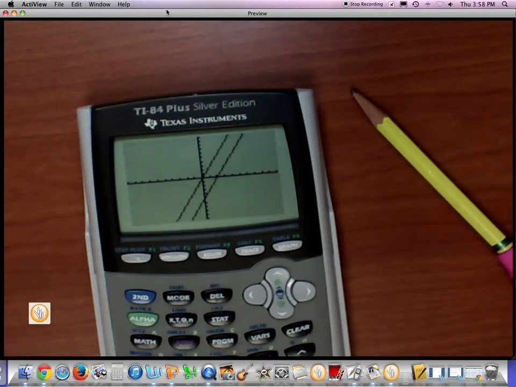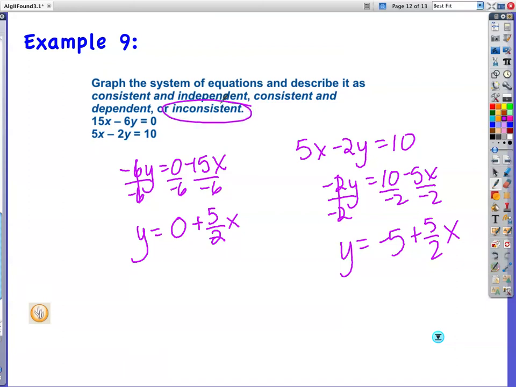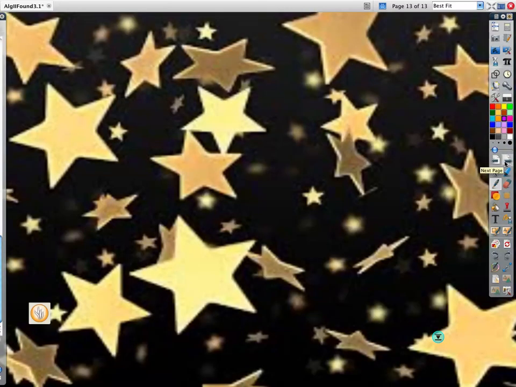They are parallel. They are never going to intersect. So what's my answer to this? These are inconsistent. You will never have a solution to that system. If you try to graph and solve, if you try to go to your table and look at that, later when we get to equations, you will never find a solution. We call that inconsistent. And that is the end of our lesson for today.